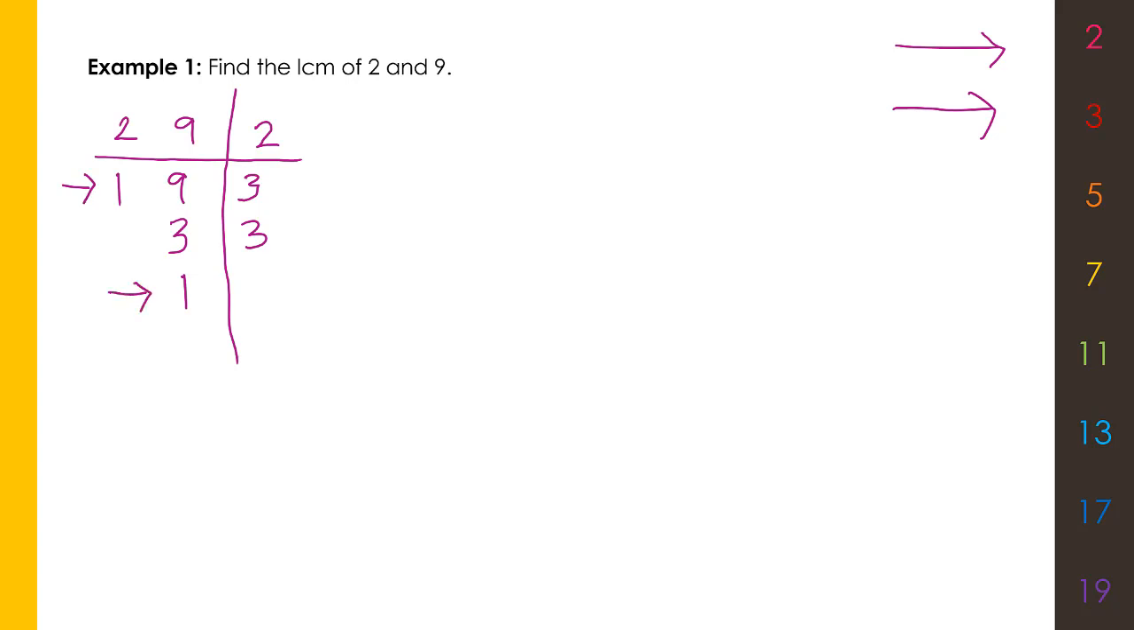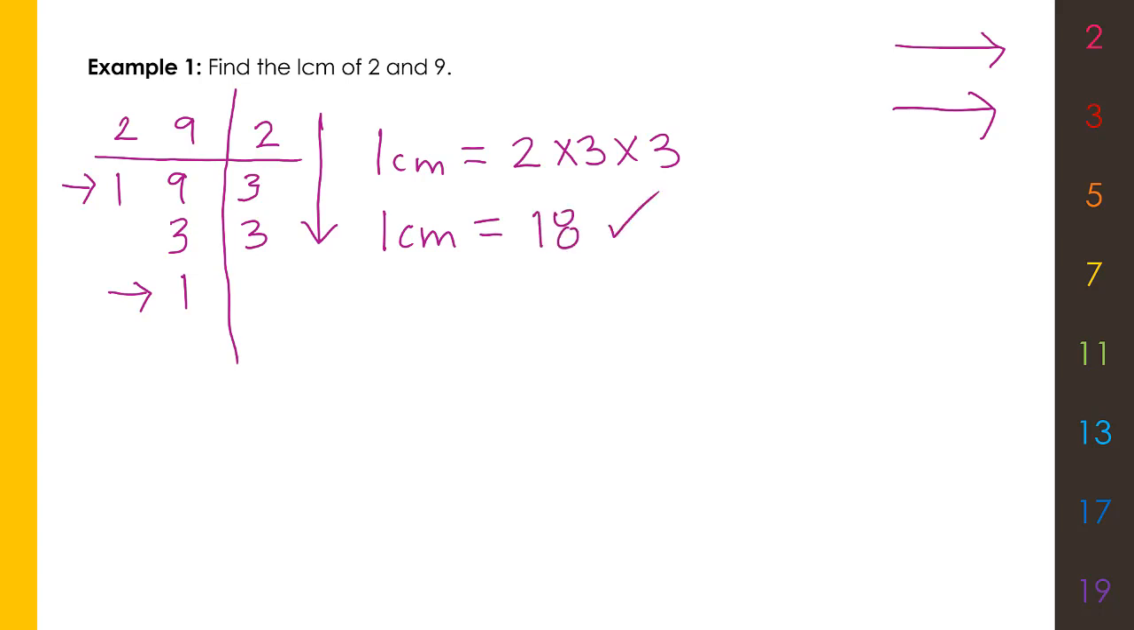And then to find the least common multiple, we are going to multiply all the prime factors that we have on the right. In this case, it is 2 times 3 times 3. And 2 times 3 times 3 gives us 18, which is the same answer that we got by listing multiples. This method comes in very handy when we have larger numbers. Let's see another example.